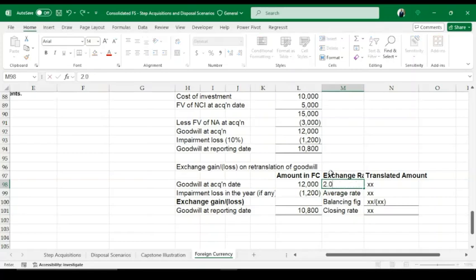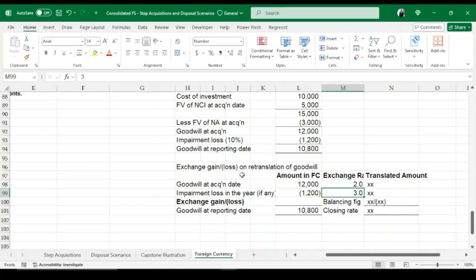All right. So let me increase that. It's 2.0. The average exchange rate is 3.0 for the year. You can check that from the question. It's 3.0. So for the goodwill at acquisition date, we are using the opening rate, then the average rate for the impairment loss, which is a profit or loss item, so 3. Then we have our balancing figure right there.